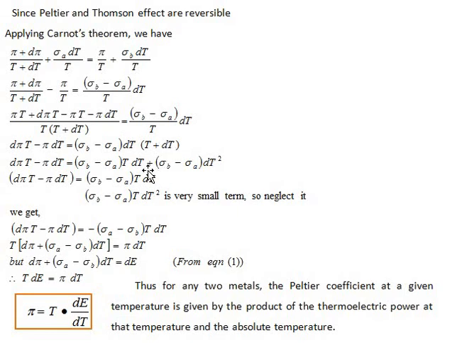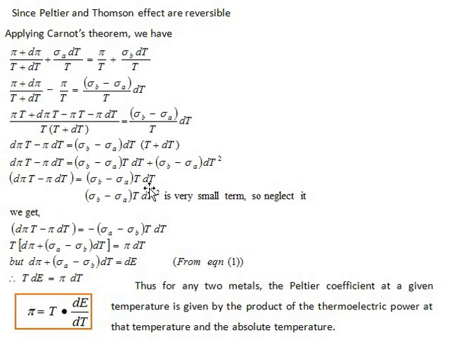Okay. So plus (sigma B minus sigma A) into dt square. Clear? So now this term, in which dt is already small and dt square of it is again very small, so therefore we neglect this term here. It is a very small term, so neglect it. So what remains? Only this term remains, that is (sigma B minus sigma A) into T into dt.